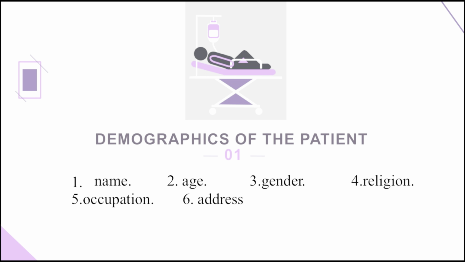Starting with the basic information, that is name, age, sex, religion, occupation, address. These aren't just formalities. Age helps to narrow the diagnosis. For example, in children, there is acute otitis media, adenoid hypertrophy, and foreign body presence. And in young adults, there is trauma, noise induced hearing loss, and in older adults, there is presbycusis and malignancy.